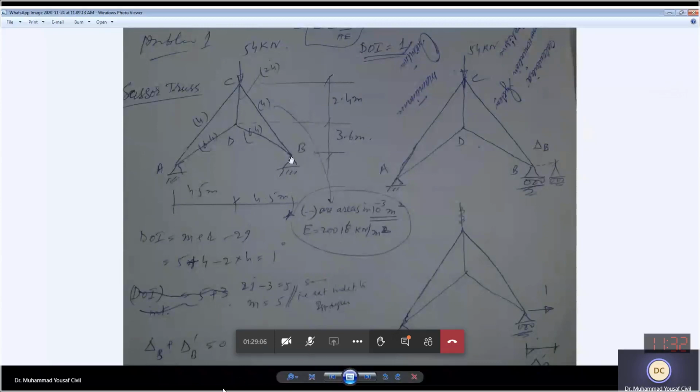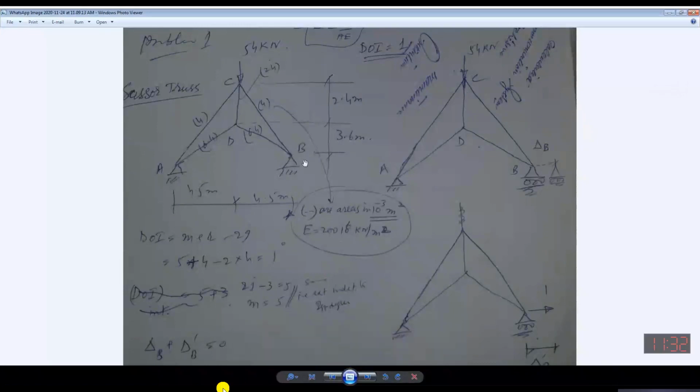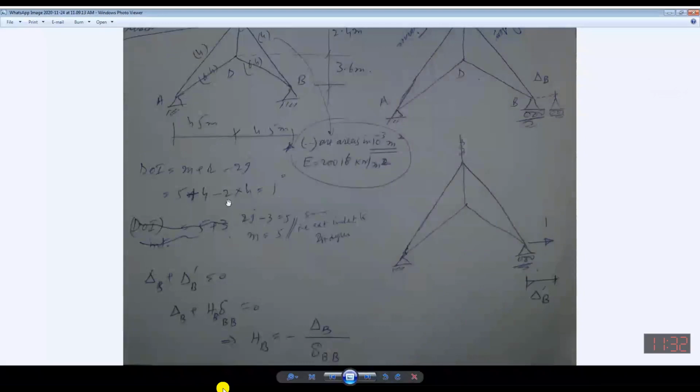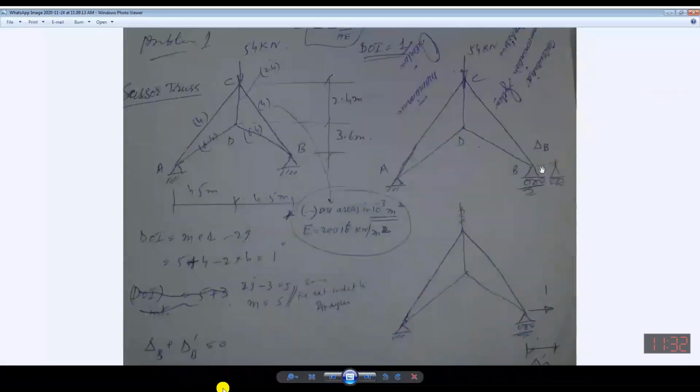HB जो है वो वहाँ पे लगेगा. तो वो फिर आप यहाँ पर जब आप लगा लेंगे तो फिर आप इसको solve कर सकते हैं. You can solve it if you apply horizontal force HB over there. Now this negative sign shows that the direction that was chosen on the rightward side is wrong. It should have been applied inward, leftward.